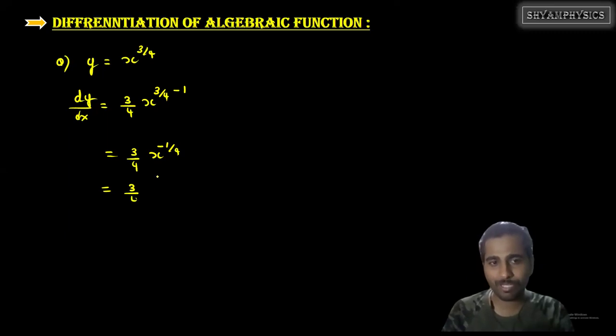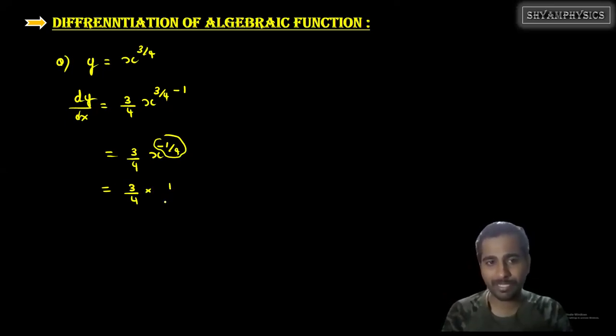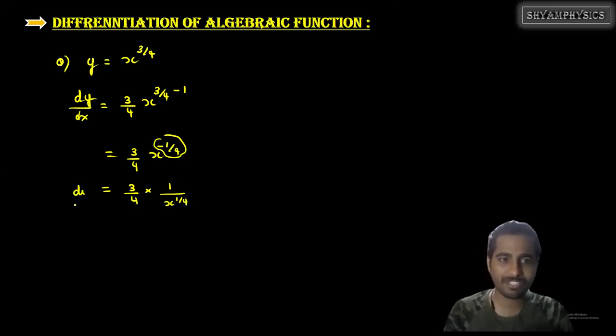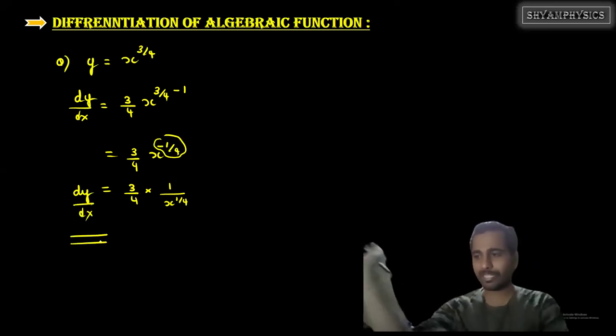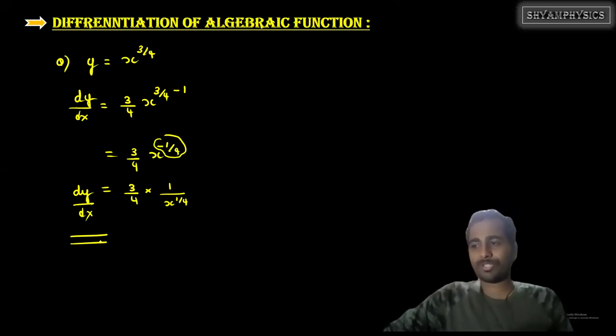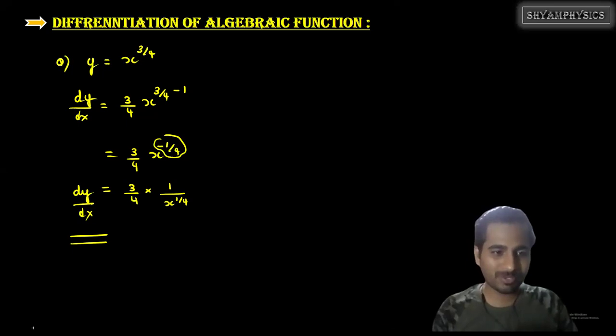3 by 4, its power is minus 1 by 4. If you take that whole thing to the denominator, then we can write 1 divided by x to the power of 1 by 4. Okay, this is the answer for differentiation of y with respect to x. Clear? Hope you understood and are enjoying it. Then we'll do one more.